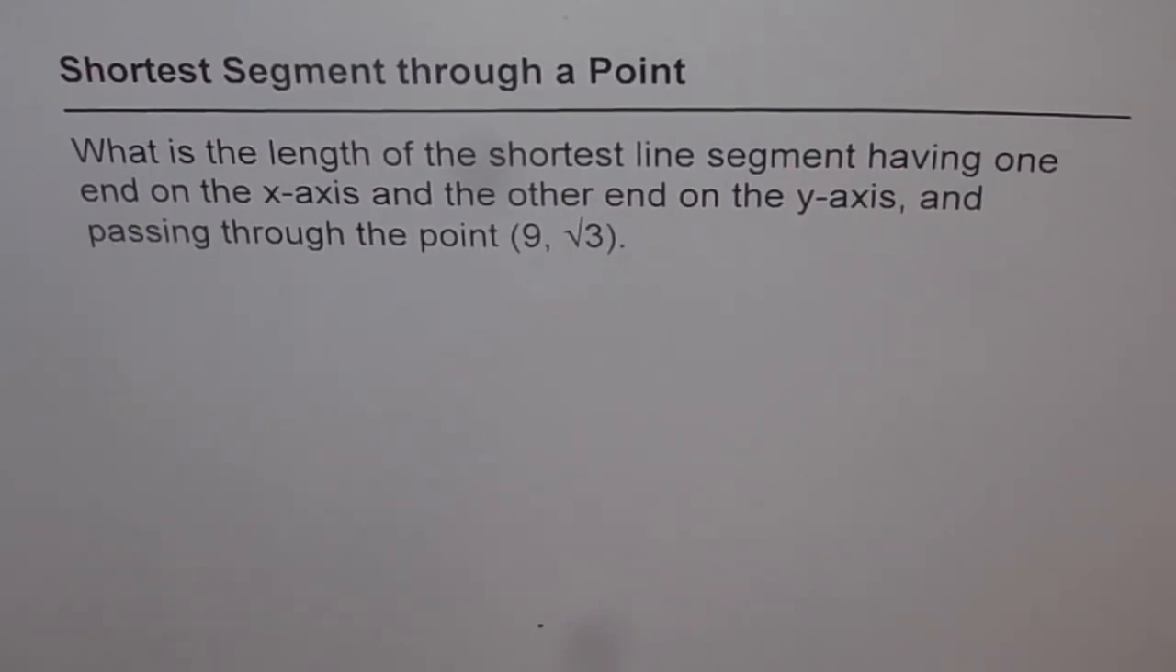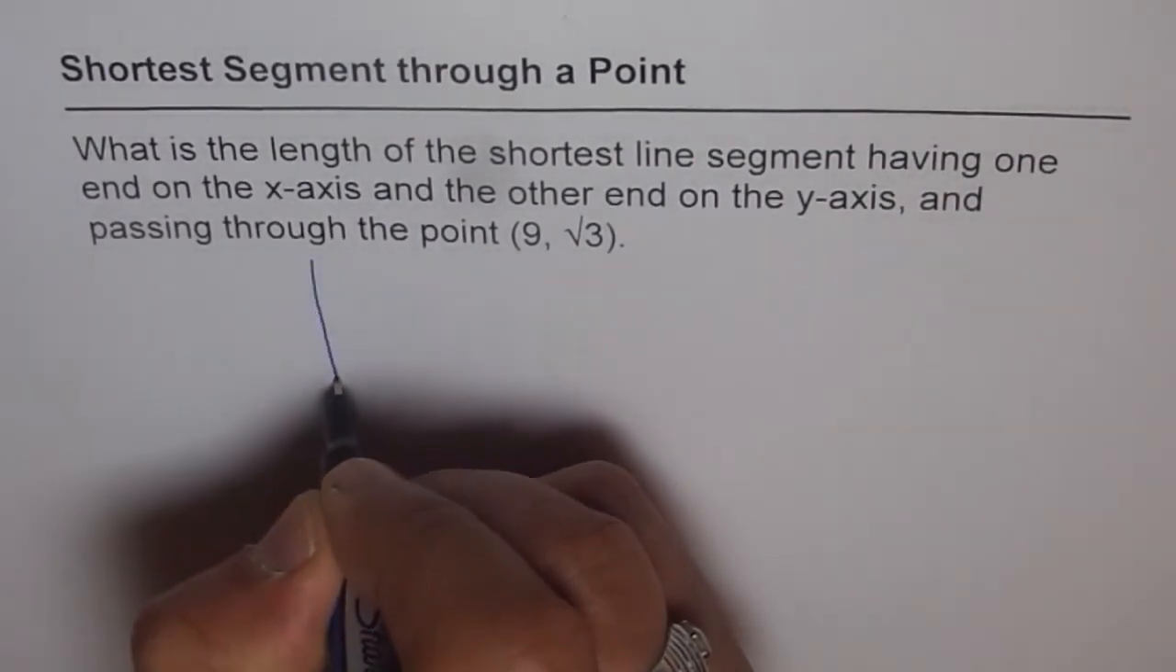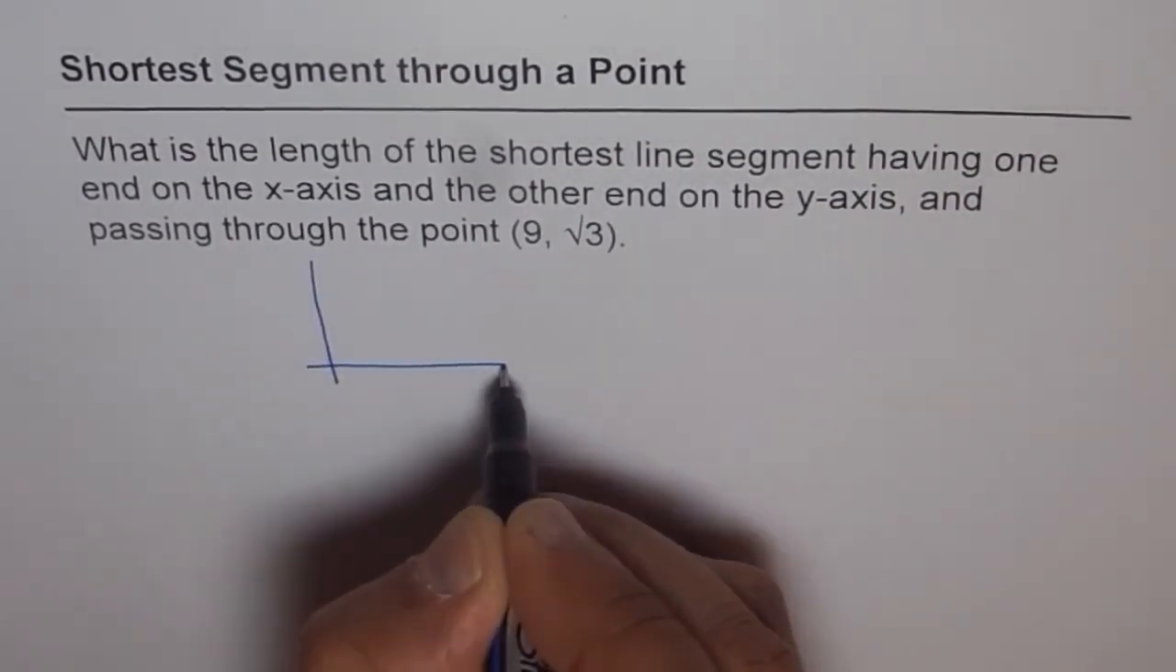Here is an excellent problem on maximum and minimum. We need to find the shortest line segment through a point. The question is, what is the length of the shortest line segment having one end on the x-axis and the other end on the y-axis and passing through the point (9, √3)? So let's sketch this out and then try to figure out how to do this question.